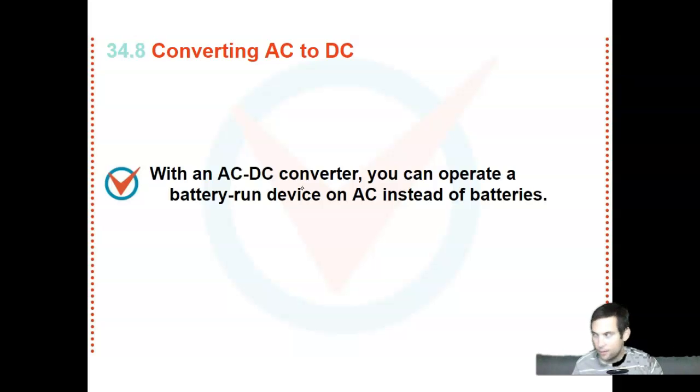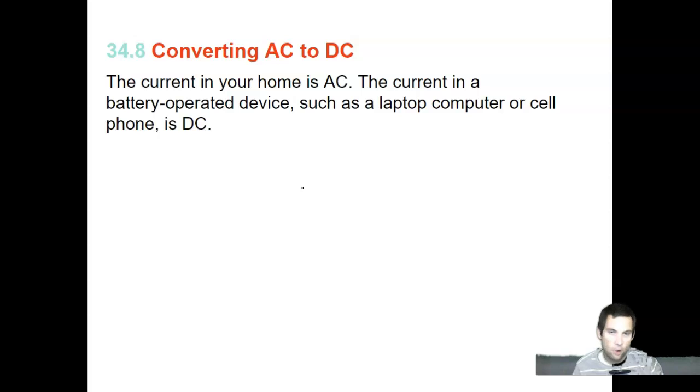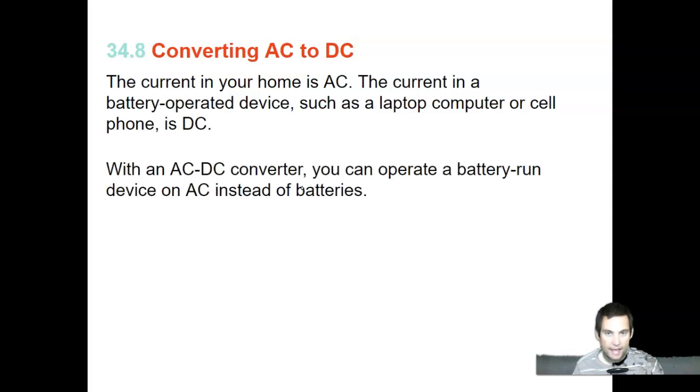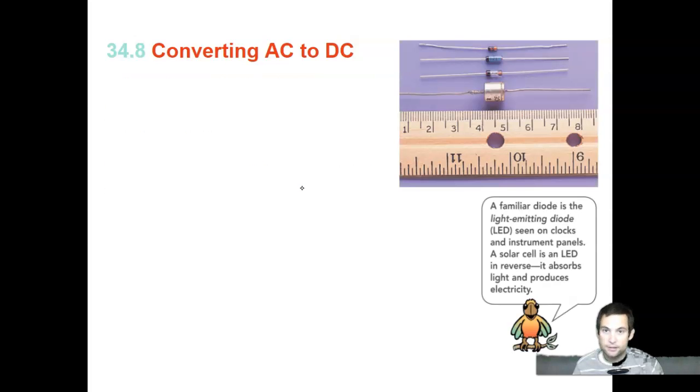Or you can operate an AC device on batteries. The current in your home, remember, is AC. Current in a battery-operated device is DC. With an AC-DC converter, you can operate a battery run device on AC instead of batteries, which is obviously great if you're looking to not buy a million batteries.